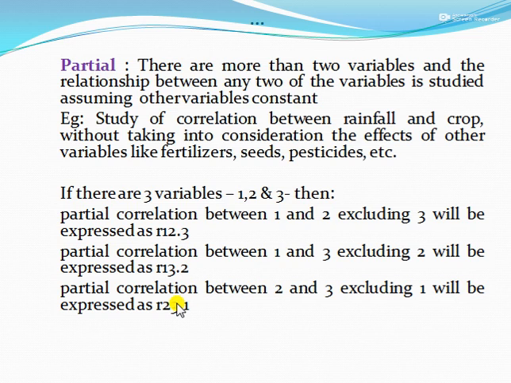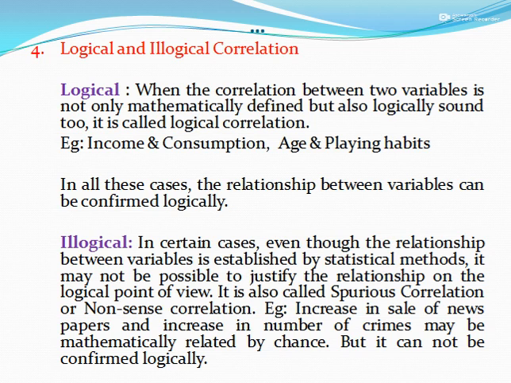And the third partial correlation is correlation between 2 and 3 excluding 1, and this will be expressed as R23.1. Okay, this is the relationship between 2 and 3 keeping the first variable constant. In case of partial correlation, we use the letter small r. But in case of multiple correlation, the letter or symbol used is capital R. Okay. The last one is logical and illogical correlation.